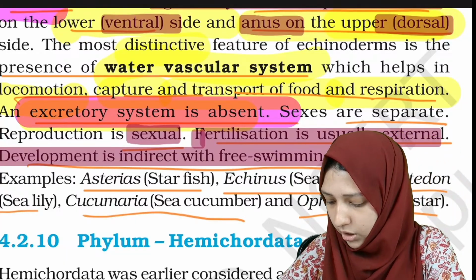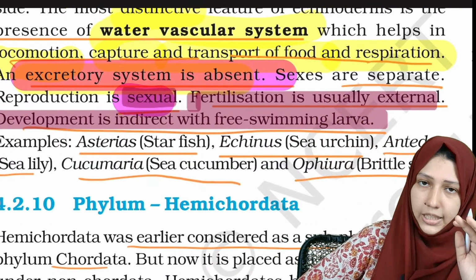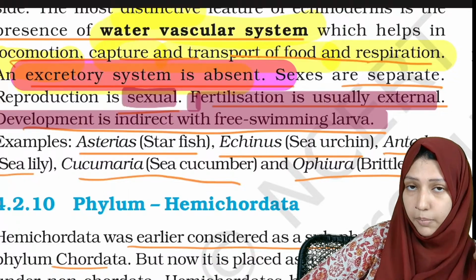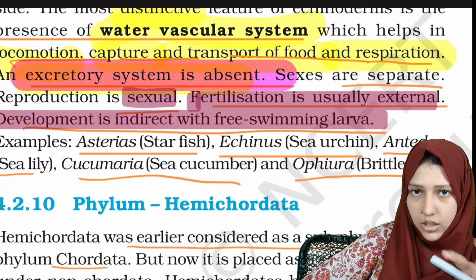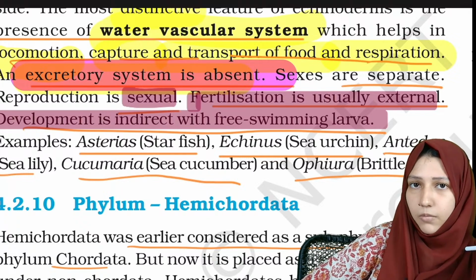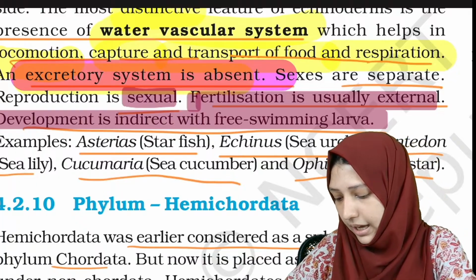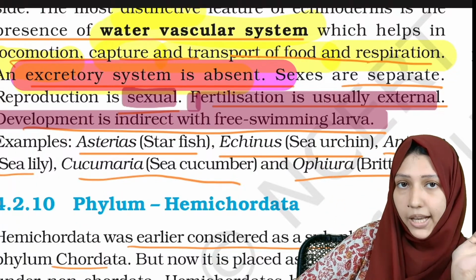The reproduction is sexual, and fertilization is external. Now they have gone back, right? Till now we have studied that fertilization is internal, but in Echinodermata the fertilization is external. Clear? And the development is indirect, with free swimming larvae. Clear?